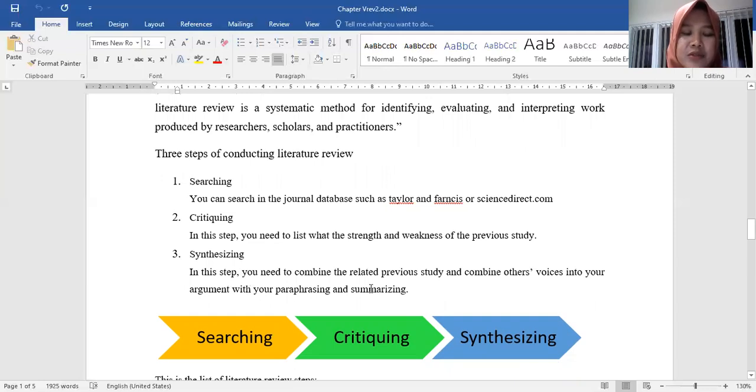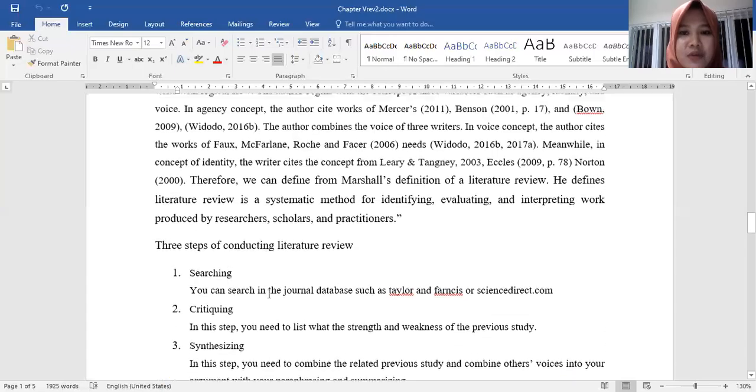And then the third step is synthesizing. In this stage, you need to combine the related previous studies and combine others' voices into your argument with your paraphrasing and summarizing. So here is the time for you to apply the theory of paraphrasing and summarizing, as well as the voice theory, where you have to elaborate the external voice and then your voice as a writer, and sometimes it can be a direct voice. These are the three important steps you need to do to conduct your literature review.